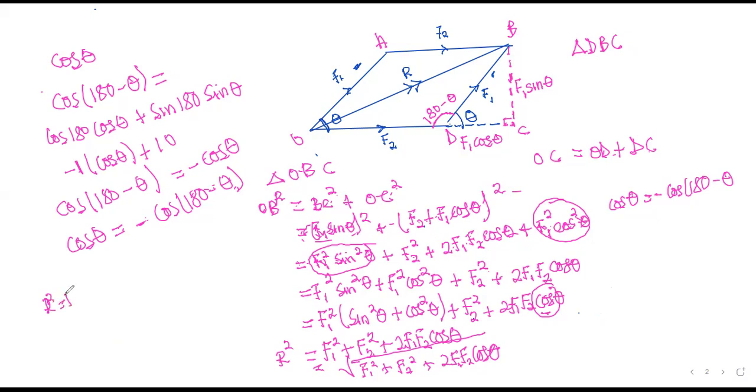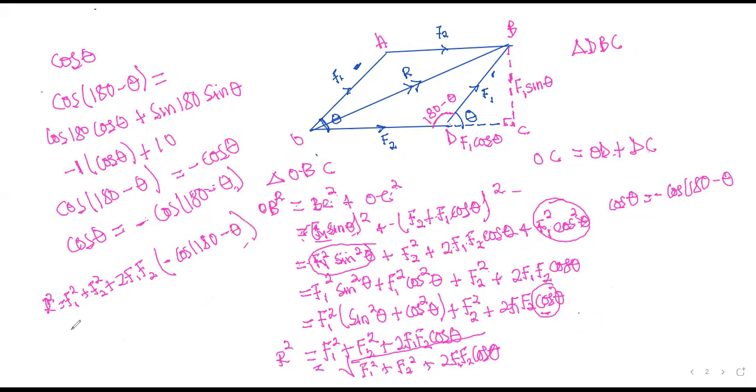Meaning that this cos theta is also equal to negative cos of 180 minus theta, so in place of cos theta I can substitute negative cos of 180 minus theta. If I want to use the corresponding obtuse angle, then the substitution will be: r squared is equal to F1 squared plus F2 squared plus 2F1F2. But what do I have? I now have cos theta equal to negative cos of 180 minus theta.